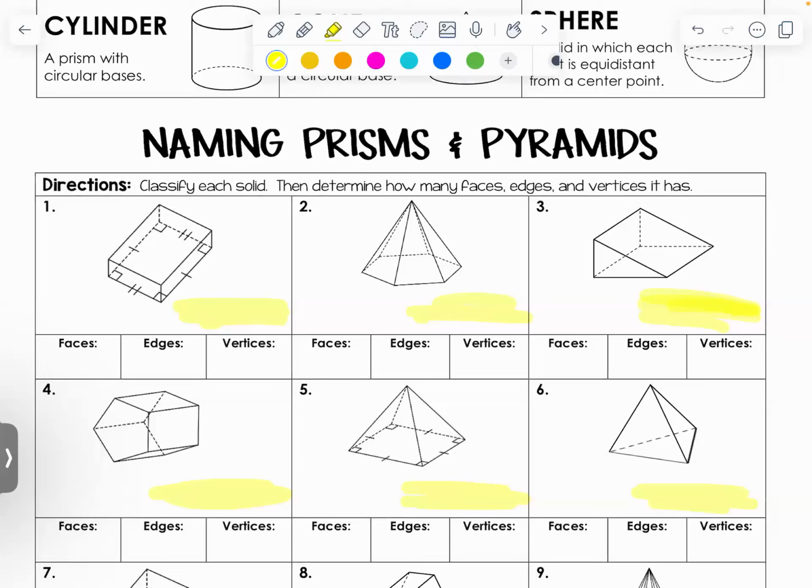Okay, so you are identifying prism or pyramid for 1 through 6.